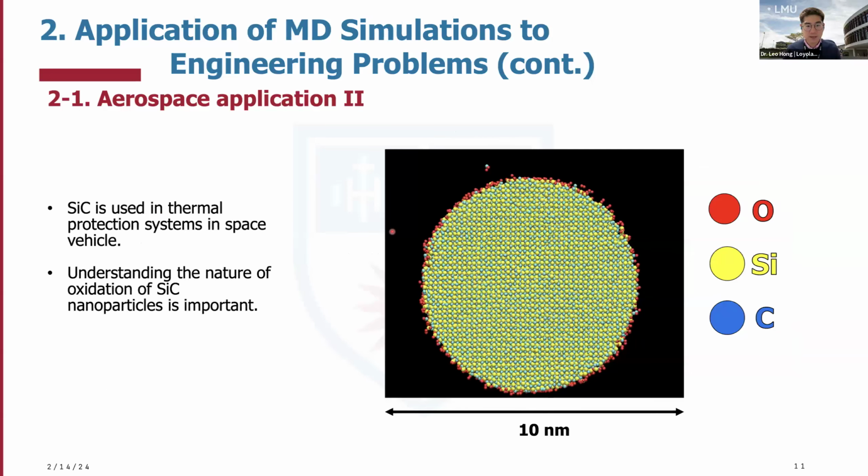Okay. Next one is another example in aerospace field. This is silicon carbide, SiC, which is very popular material for external shield material for aircraft in aerospace field. But as you know, when this aircraft runs in the space, this material undergoes very high temperature or high pressure situation. So we want to know the oxidation of this silicon carbide material to see how to control its chemistry.